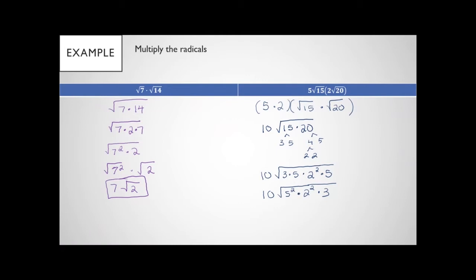So now that I've done my product of primes, I've sort of grouped things together, and I want to group them in exponents of 2 because it's a square root. I'm going to start breaking those apart so that I'm taking the square root of 5 squared, and then I'm taking the square root of 2 squared, and then I have left over the square root of 3.